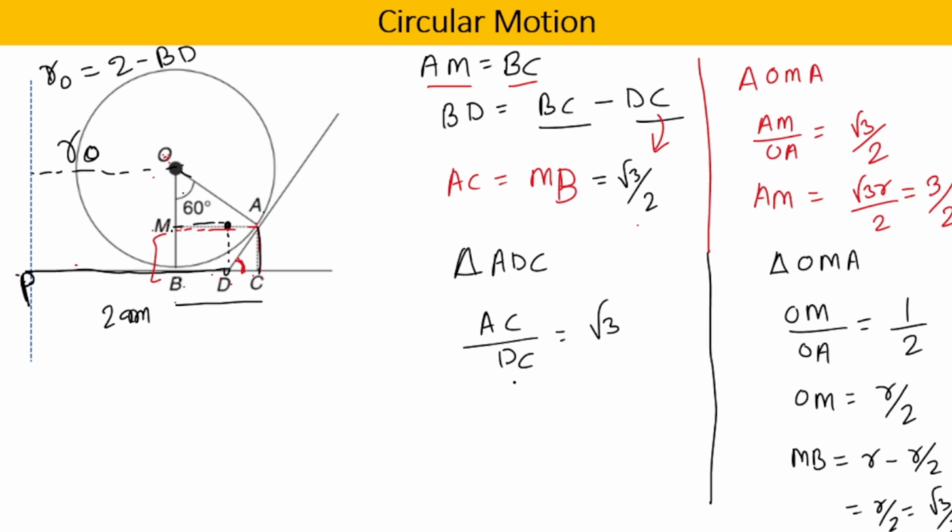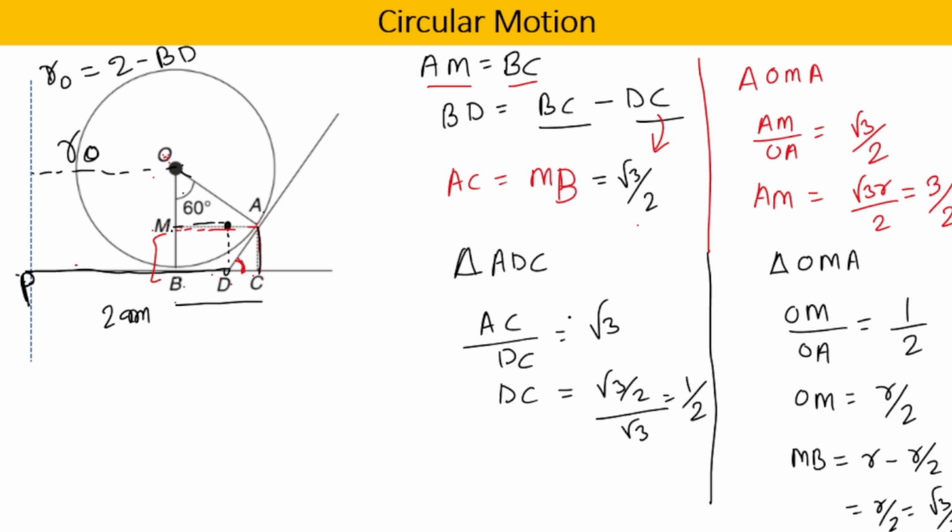We are interested in calculating DC, right? So DC को अगर आपने लिखा तो कितना होगा? AC by root 3, and AC is how much? root 3 by 2. So root 3 by 2 by root 3. So this will become how much? Half दिख रहा है, right? So your DC is half.